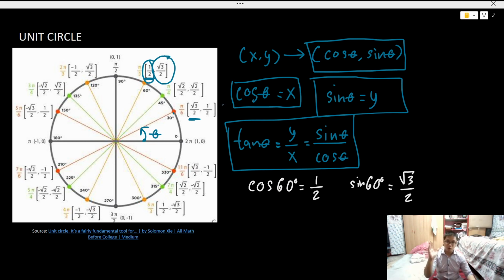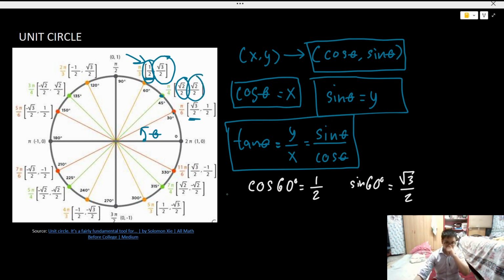So therefore, we can conclude that if we have a given angle and we are asked to find cosine of an angle or sine of an angle, all we need to do is just look at the coordinates. So cosine 60 degrees, get the x value only, so 1/2. Sine 60 degrees, just get the y value only, square root of 3 all over 2. Another one: cosine 45 degrees, or get the x value of 45 degrees. It's square root of 2 all over 2. How about sine 45 degrees? Get the y value of it, which is square root of 2 all over 2.